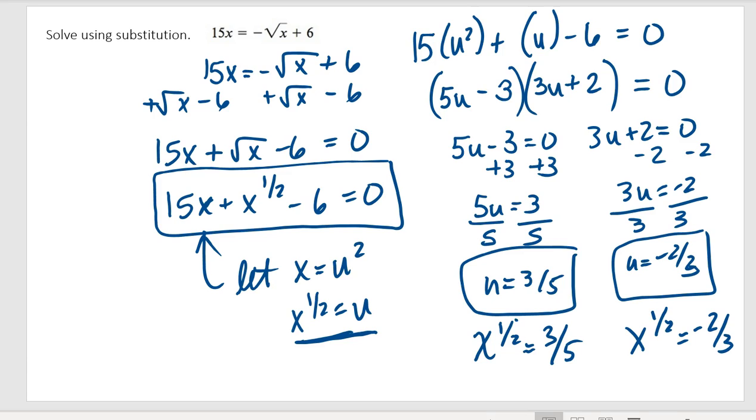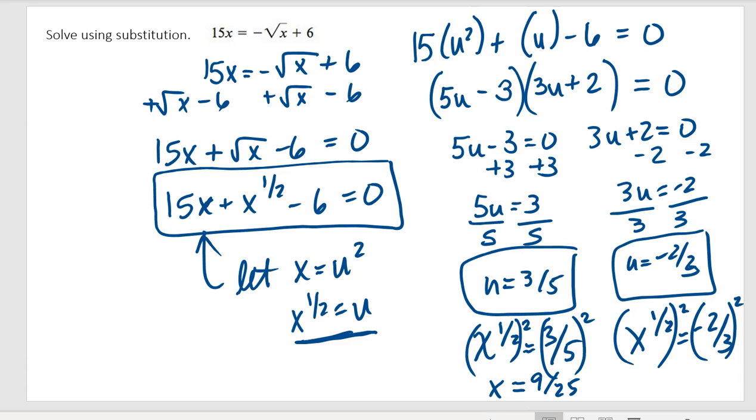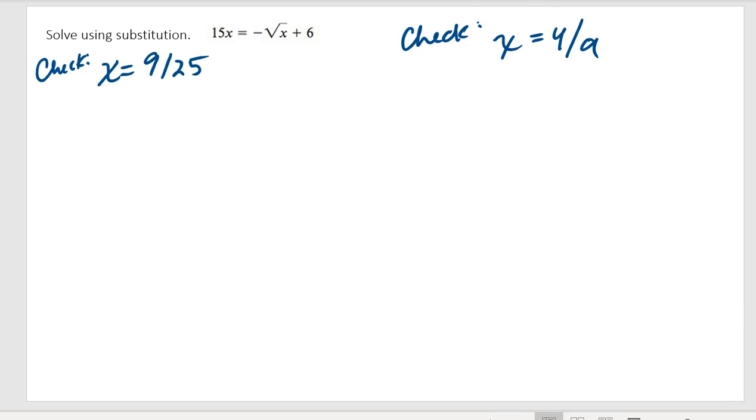To solve for x, I'm going to raise both sides to the reciprocal of 1/2, which is 2. And I'll get x is equal to 3/5 squared, which is going to be 9/25. And I'll do the same thing on the other side. And I'll get x is equal to 4/9. Now, I have to check my answers. Remember, when you're dealing with radicals and you're dealing with rational equations, you have to check your answers in case you've created extraneous solutions. Let's check 9/25 first.